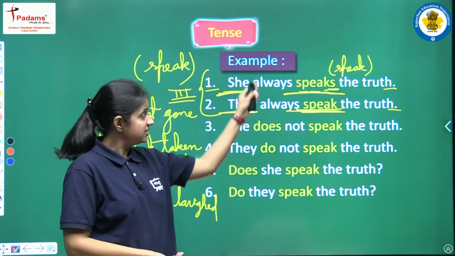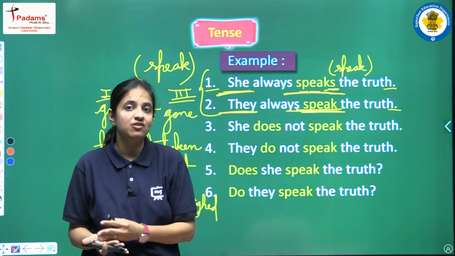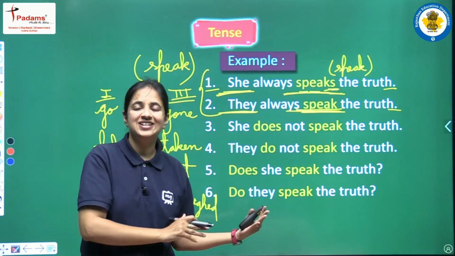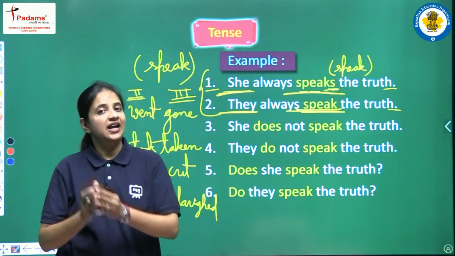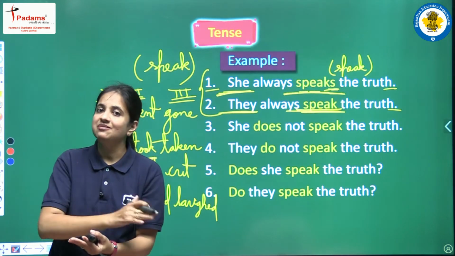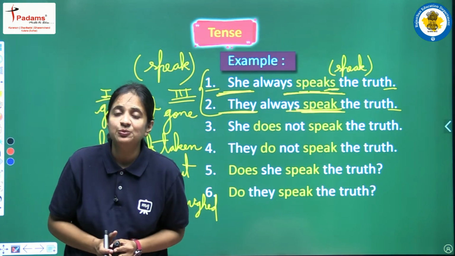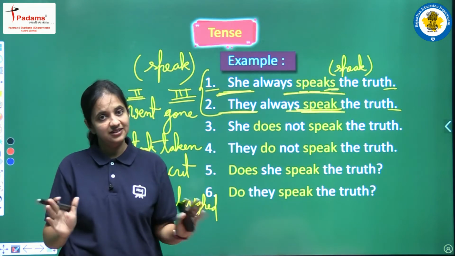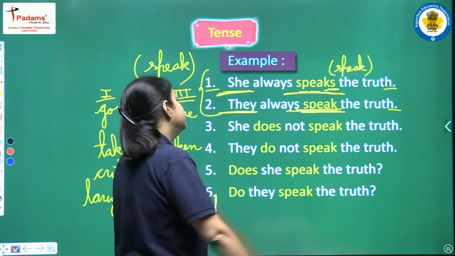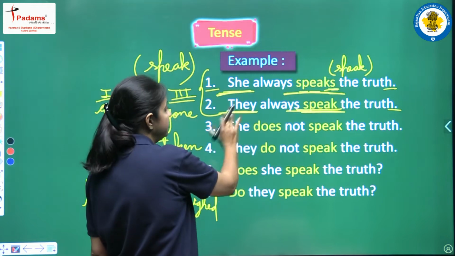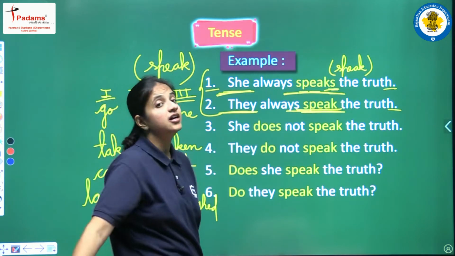And yes, in both the sentences we are not using the helping verb. Why? Because these two sentences are positive sentences, and in the positive sentence of the present simple tense the helping verb would be hidden. Clear? Next sentence is she does not speak the truth.